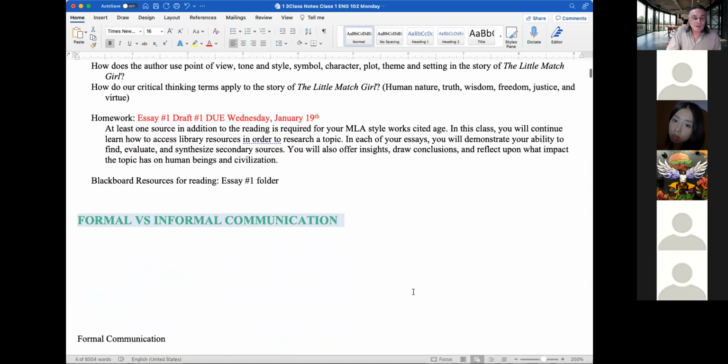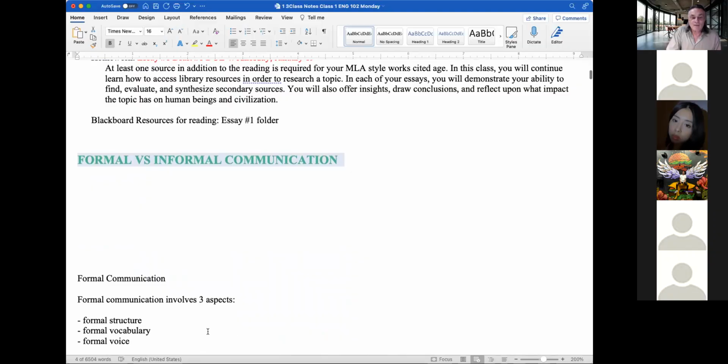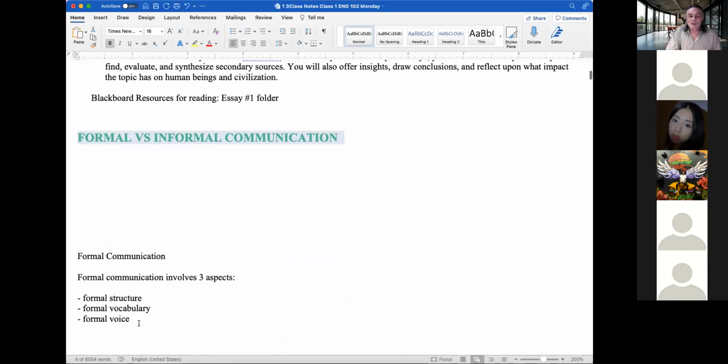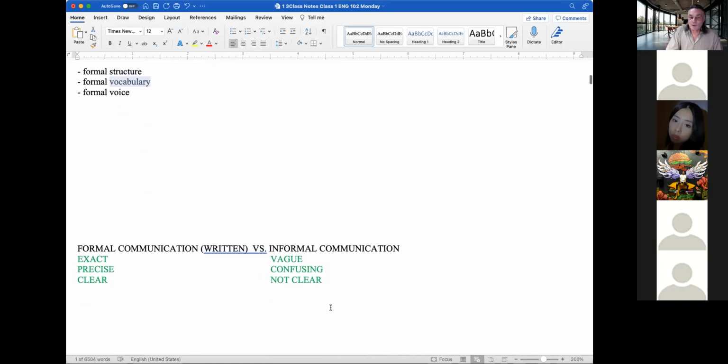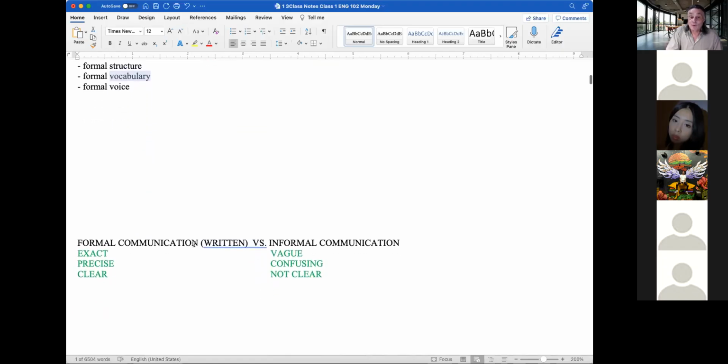Here are the characteristics of formal communication that we're going to talk about: formal structure, formal voice, and formal vocabulary. Here's the difference between formal and informal communication. Formal communication is exact, precise, and clear, whereas informal communication is vague and confusing. Informal communication is as if you're talking face to face.